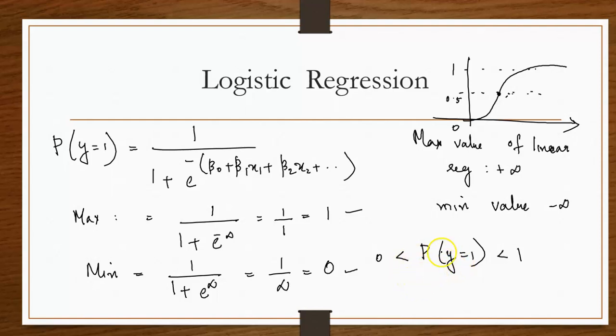Whether it is 0.5 or 0.6, we have to fix that. That depends on the scenario, on the business condition actually. So that is the probability of y is equal to 1.